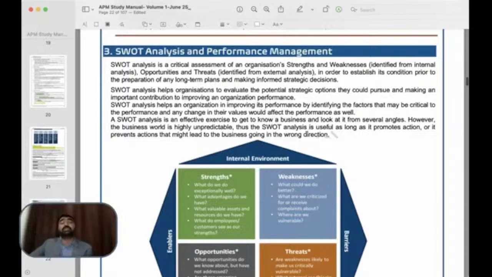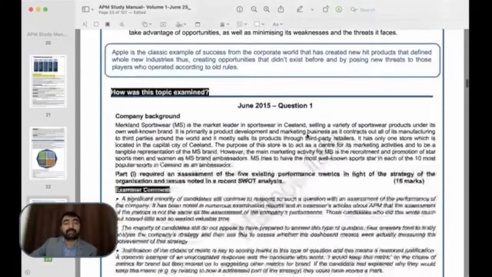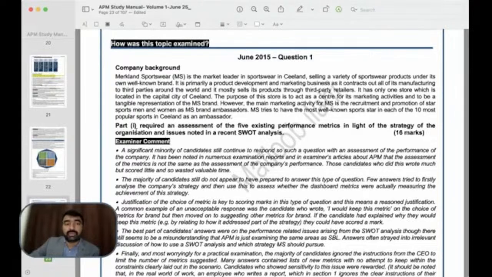If we look at the past papers, this topic has been tested just one time. For example, if we look at this question from June 2015, Part 1 required an assessment of the 5 existing performance metrics in light of the strategy of the organization and issues noted in recent SWOT analysis. Now, this type of question is not straightforward. This type of question requires a different mindset.